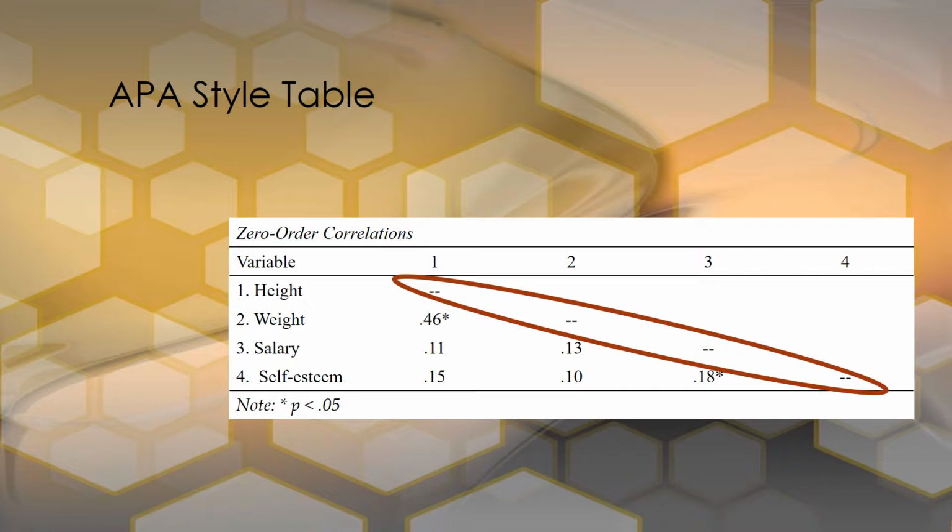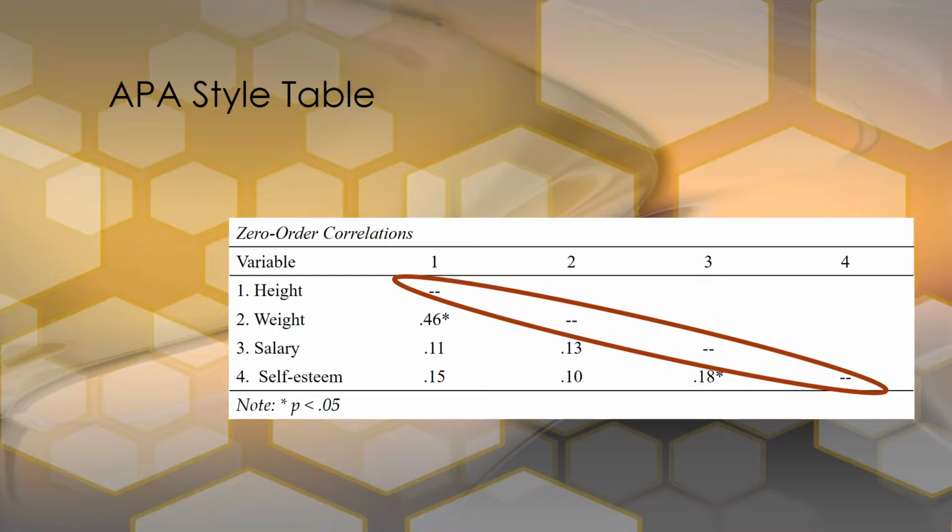This is what's called the diagonal, and usually you put these dashes here. The reason we have dashes is because you can't correlate a variable with itself. I mean, you can, but it's just going to be 1. And so height correlated with height would be 1, weight correlated with weight would be 1, and salary with salary would be 1, and self-esteem would be 1. So it doesn't really tell you anything. So we just put dashes here, and this is called the diagonal because it's at a slant here.